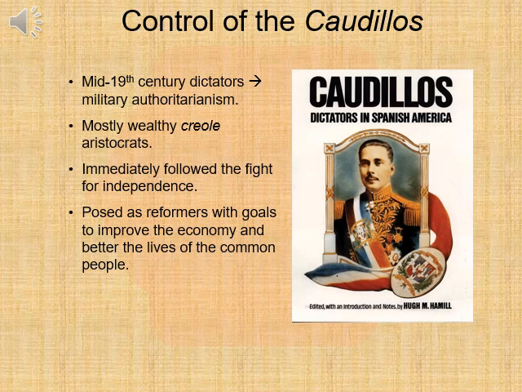So by the mid 19th century, most of Spanish America, most of Latin America came under the control of the caudillos. They were like 19th century dictators, basically ruling under military authoritarianism. Most were wealthy Creole aristocrats, and this happened usually immediately following the fight for independence. They posed as reformers with goals to improve the economy and better the lives of the common people, but once they grabbed power, they ruled like authoritarians. They ruled like dictators.